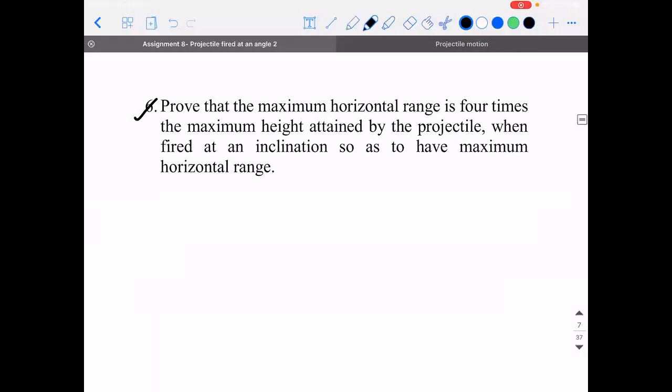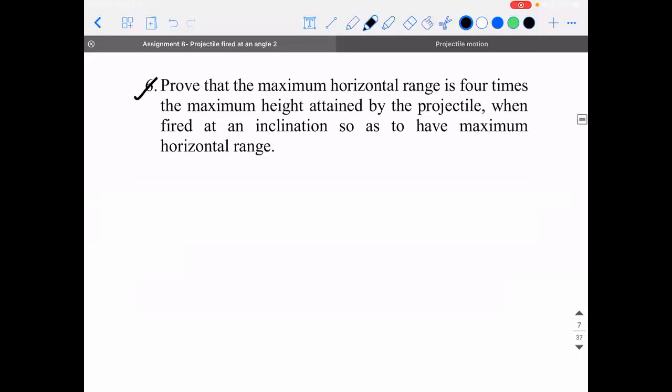Prove that the maximum horizontal range is 4 times the maximum height attained by the projectile when fired at an inclination so as to have maximum horizontal range. Means when a projectile is projected at such an angle where it is having maximum horizontal range, our work is to prove that the maximum horizontal range is 4 times maximum height. Can you prove this?